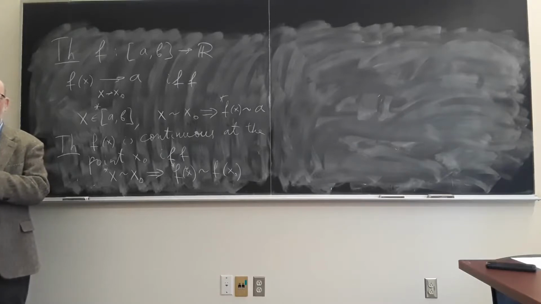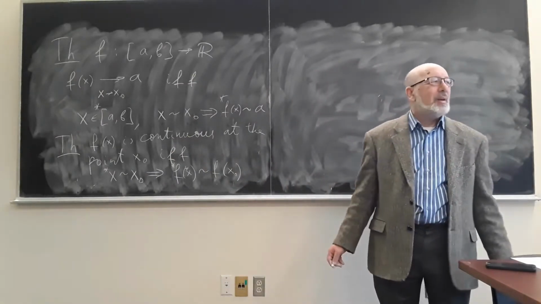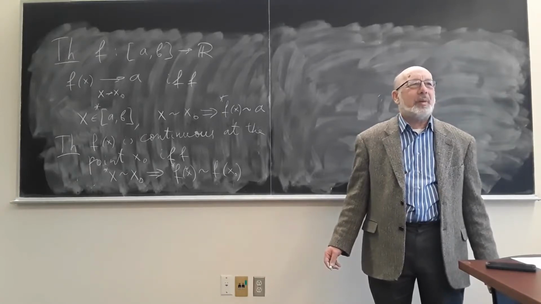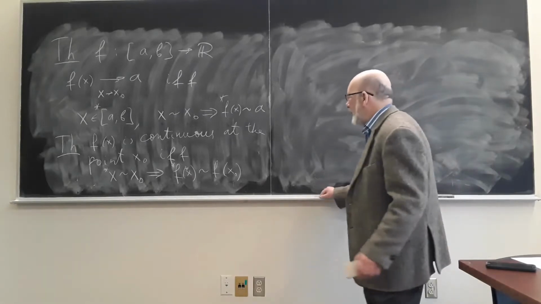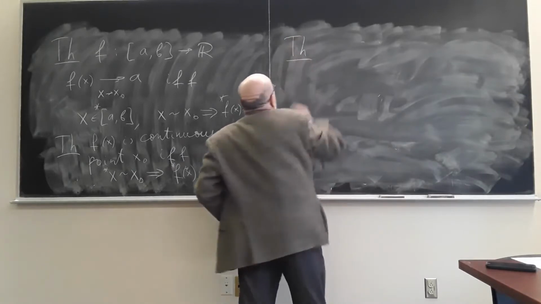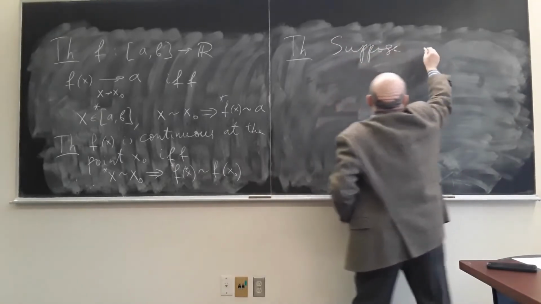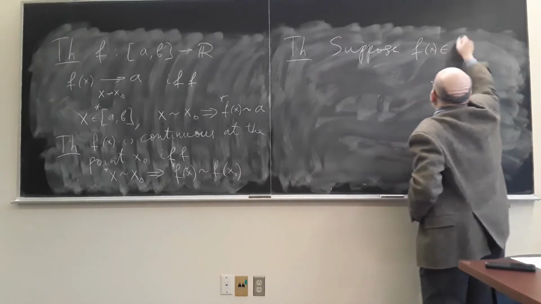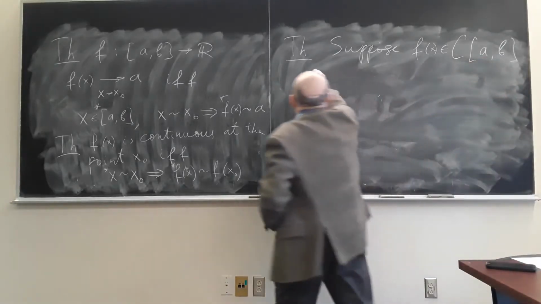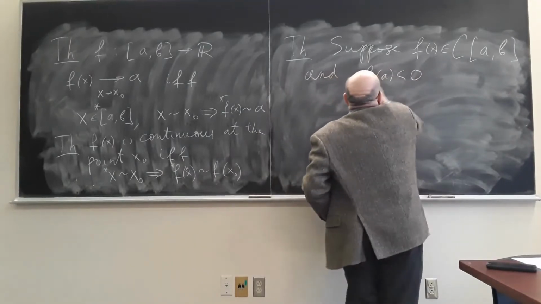Again, the proof of this theorem is very close, and in fact almost identical to the proof of the first theorem which I formulated. And now I consider the following theorem. Suppose f(x) is a continuous function from a to b, and f of a is less than zero, and f of b is more than zero.